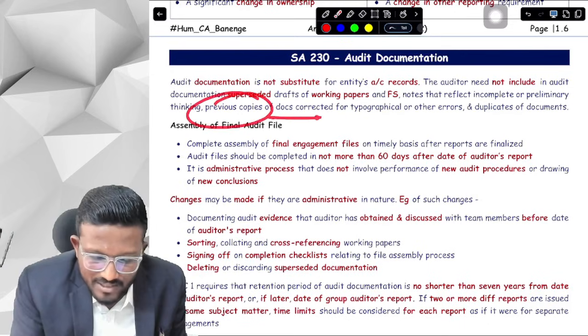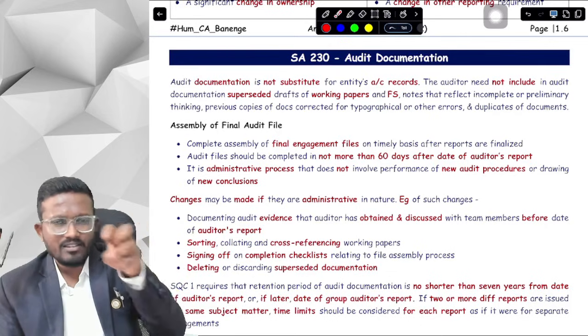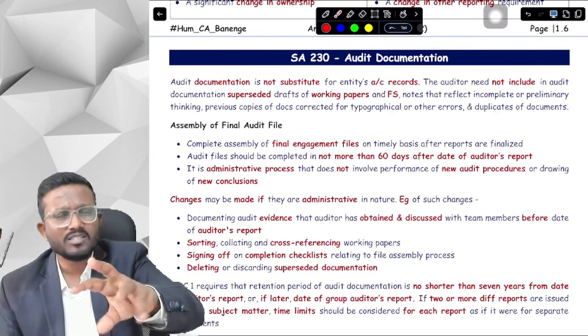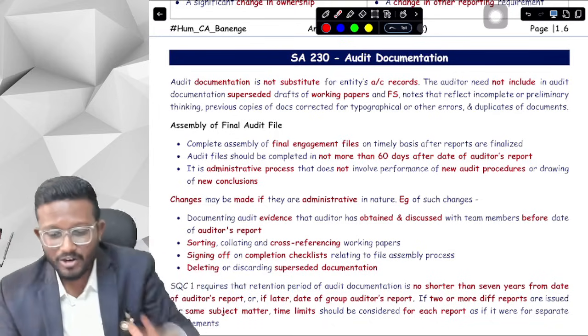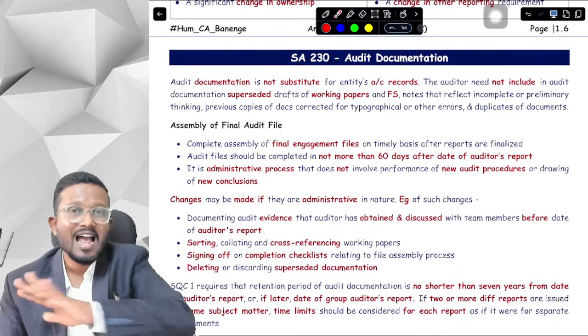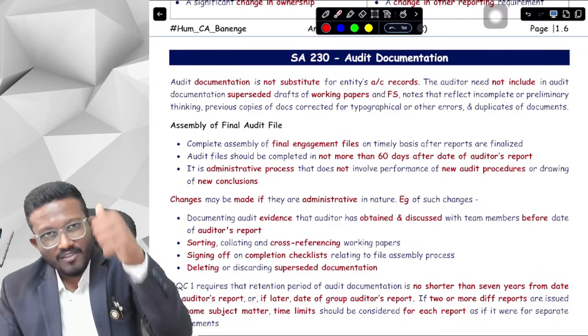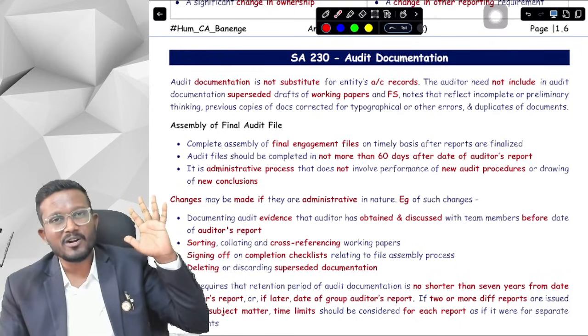Any previous copies of documents corrected for typographical or other errors. I had a document and then corrected it because there were some errors, so I don't have to keep the previous version. I will have to keep the final version. And lastly, any duplicates of documents, I will have to keep the original documents only. Basically it says that you have to keep only one copy, and only the final version of the audit documents in your audit documentation.